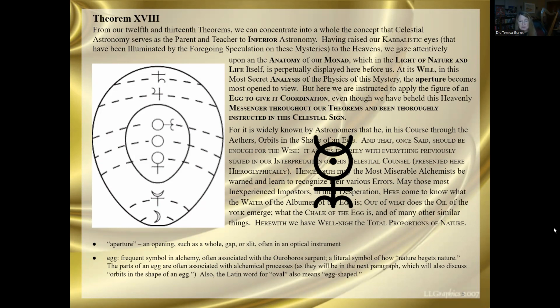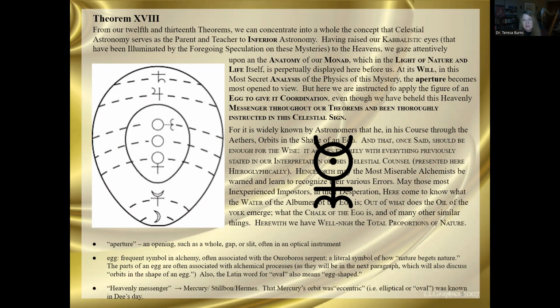It's often associated with the Ouroboros serpent. It's a literal symbol of how nature begets nature, or the parts of an egg are also associated with alchemical processes. He's going to do that in the very next paragraph, in fact. And he'll also discuss orbits in the shape of an egg. On top of this, in Latin, this isn't even speculation. It's just what words mean, because the Latin word for oval means egg-shaped. So it's not a metaphor for egg-shaped. It's the same word. Oval is egg-shaped.